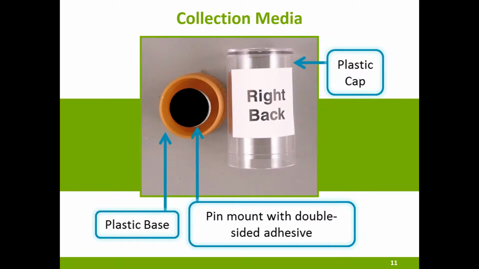So here's a little bit of a close-up picture of a stub. As you can see, there's a plastic base which holds an aluminum pin mount. The pin mount will have a double-sided adhesive material. This particular picture shows black adhesive material because it is carbon-based. That material is very sticky, and that is the part that will actually come into contact with the area that is being sampled. Finally, there's a plastic cap over here. It has the label of right back on it, and that goes on top of the base to create an airtight seal on the samples whenever it's closed.